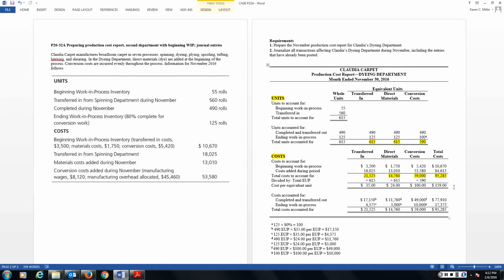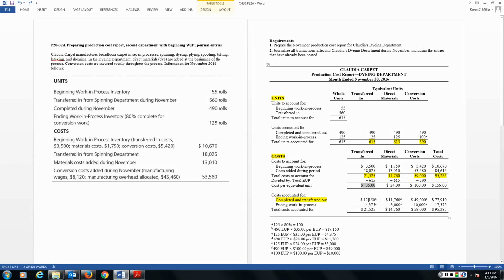All right, so if we're going to complete these 490 rugs and transfer them to the next department or to finished goods, we have to know what cost needs to be transferred out. And we simply go back and look at our $35. We have our $35 per unit that we've incurred and transferred in, and we multiply that times the 490 units that are complete. So 35 times 490 tells me the cost for my completed goods that have been transferred in.